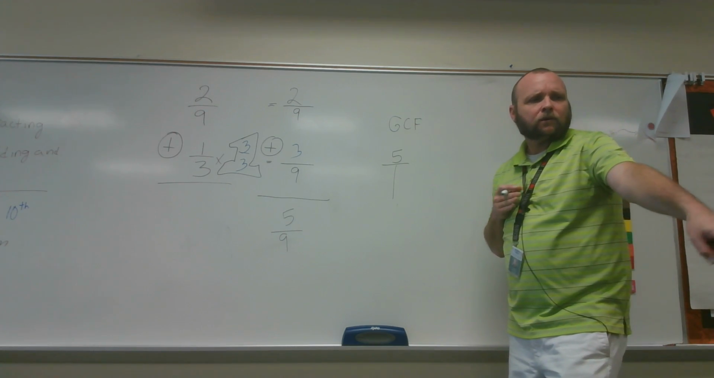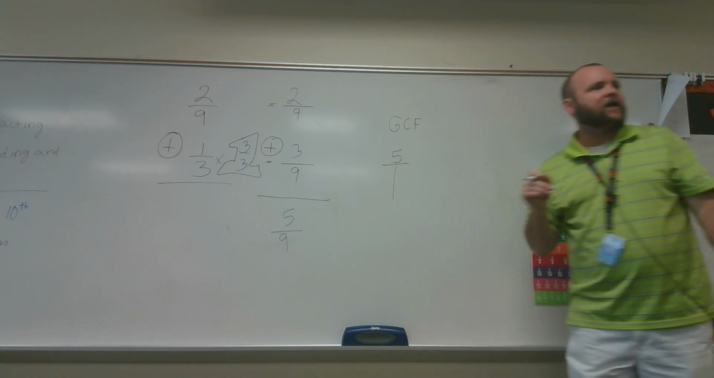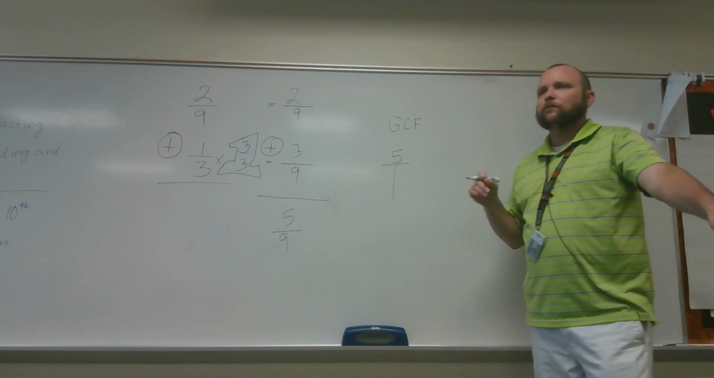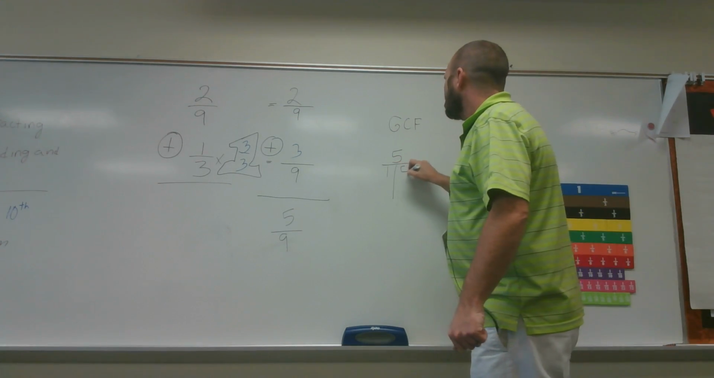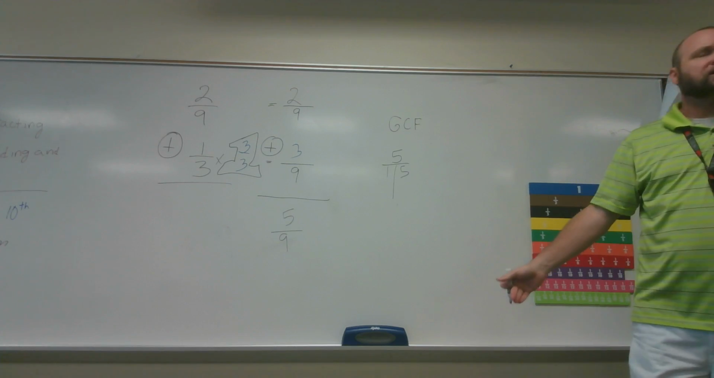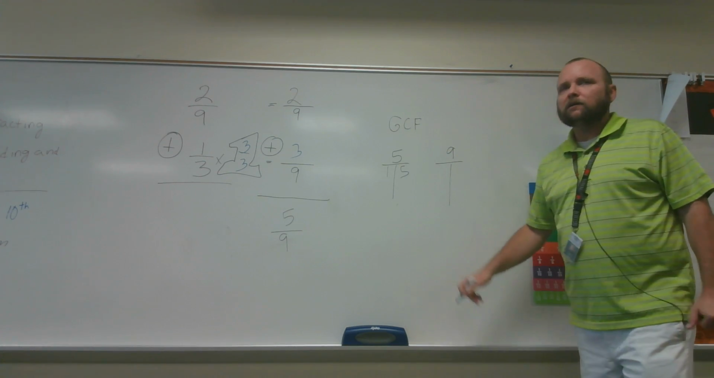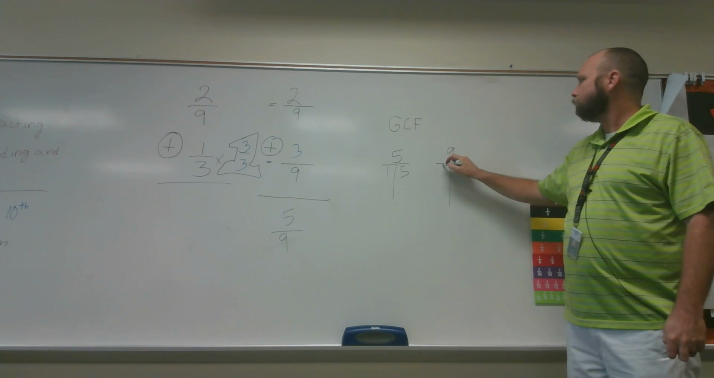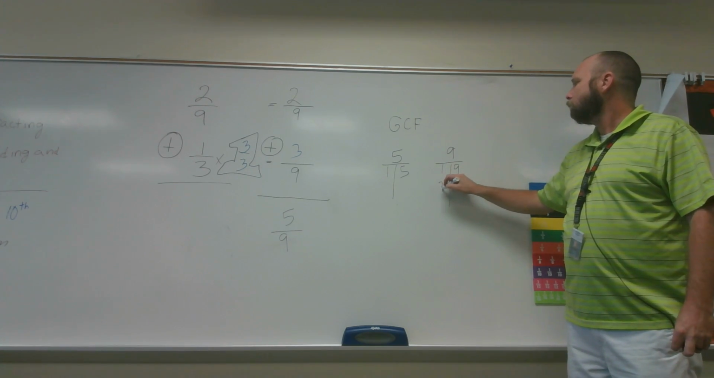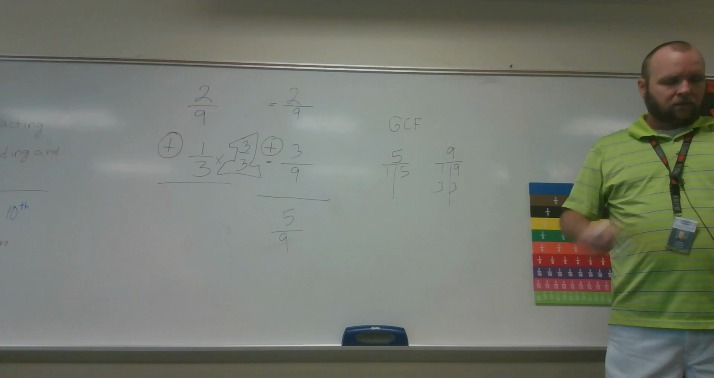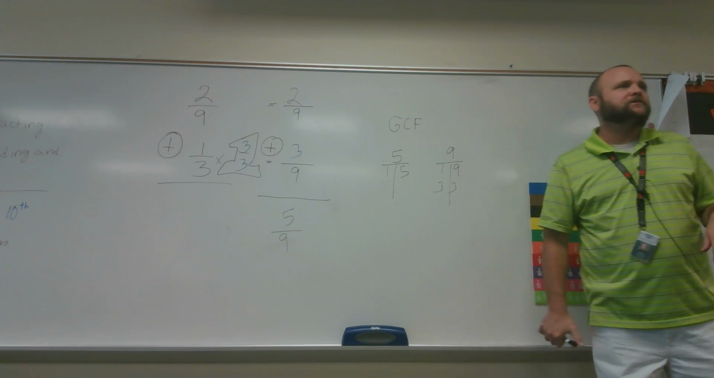Lainey? 5, 10. No, those are multiples. Oh, factors. Factors of 5 are 1 and 5, 1 times 5. 5's prime, so that's the only factors it has. Factors of 9 are, class? 1, 9, 2, or 3, 3 times 3. Good. 1 times 9, 3 times 3.